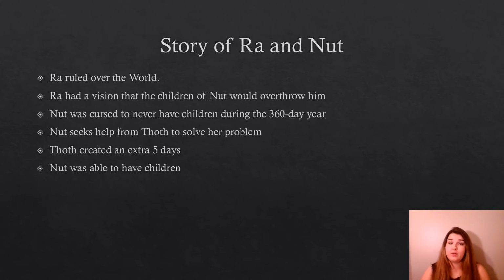This is very important because when Nut seeks out help from Thoth, the moon god, this is where he comes up with the solution. Because Nut was only cursed to have children within the 360-day year, he created 5 extra days that weren't within the calendar year. Because of this, Nut was able to have children, but only within those 5 days. And because of this, now we have the 365-day year, according to Egyptian beliefs.